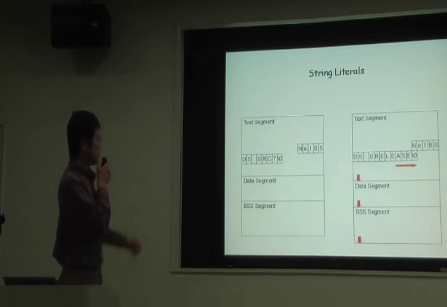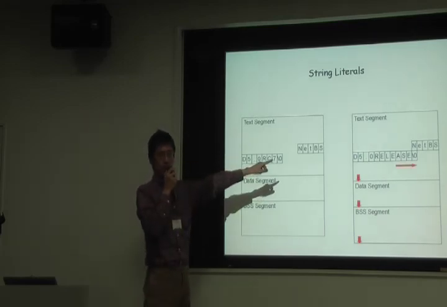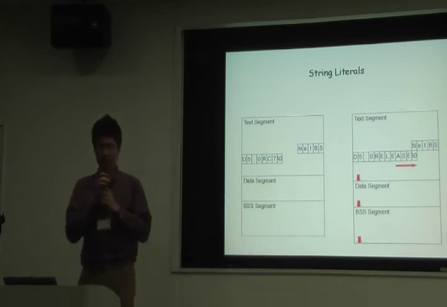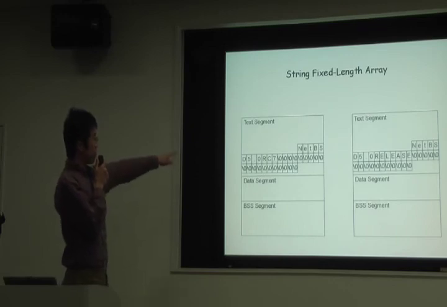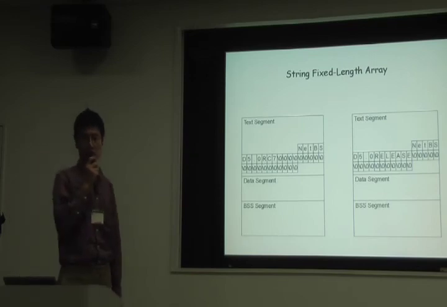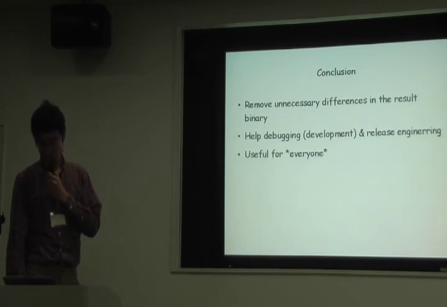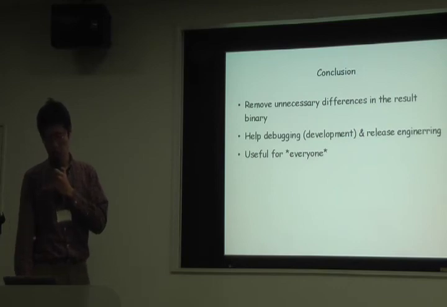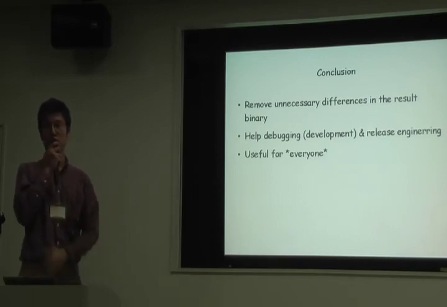So if you use string returns, it may disturb binary. So let's use fixed strings. This is just one example, but I think all of you get the idea. So conclusion is remove unnecessary difference in the result binary. And I think now all of you are convinced that reproducible build is useful.